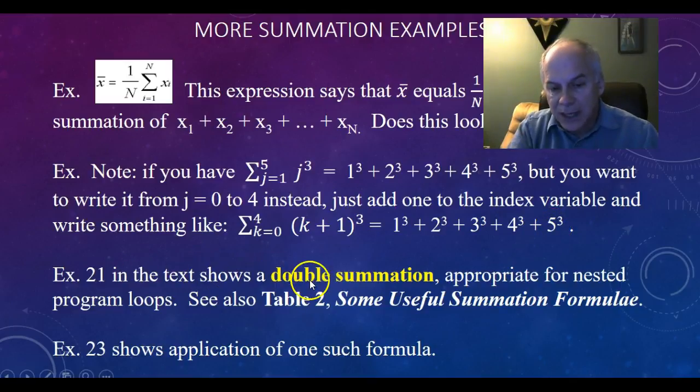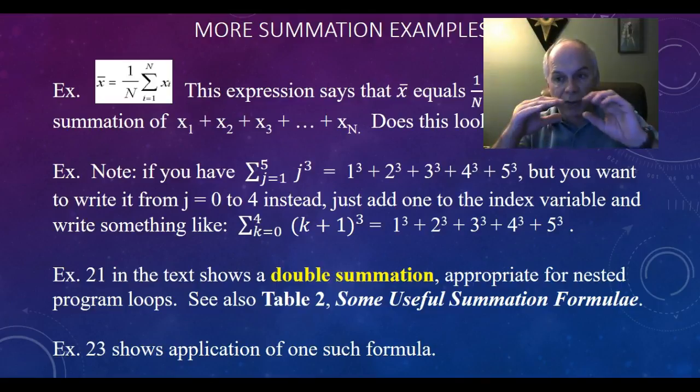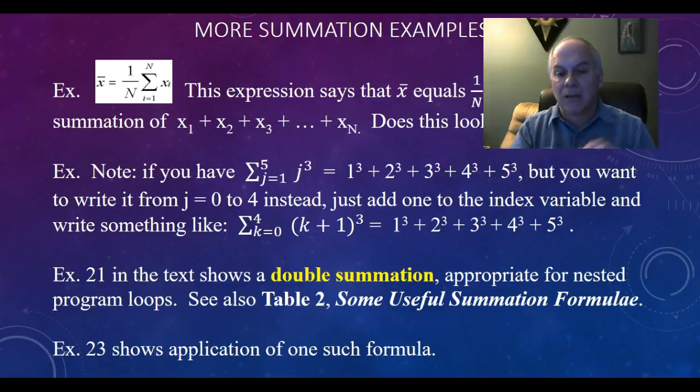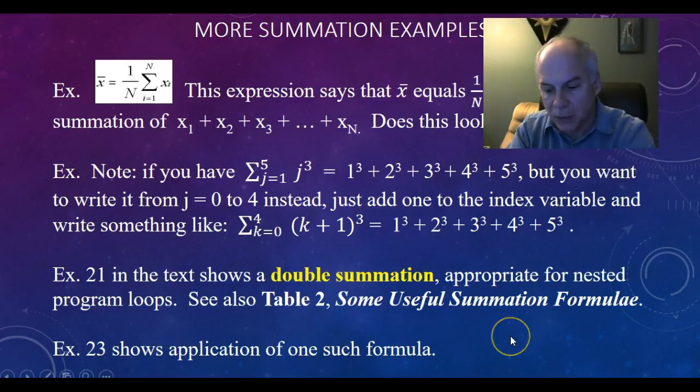Example 21 in the text shows a double summation, sort of a summation inside of a summation. It's appropriate for what's called nested program loops, where you have a loop inside of another loop. All right, an outer loop and a smaller inner loop. But we can express this mathematically with a double summation. And then example 23 shows an application of such a formula. But that's the end of the section.